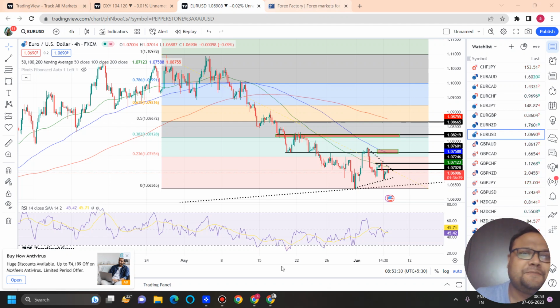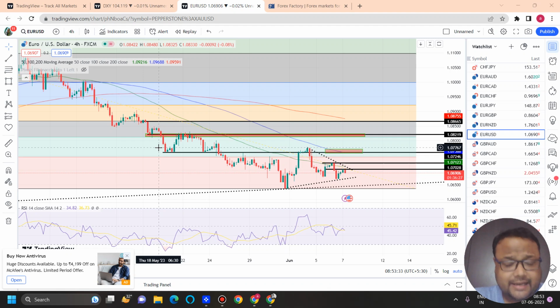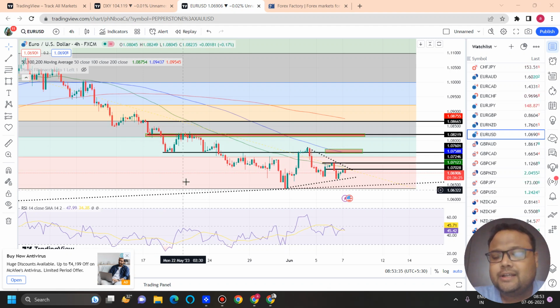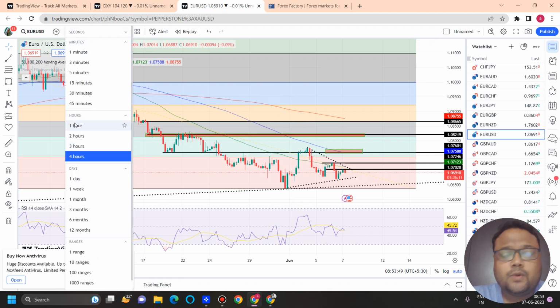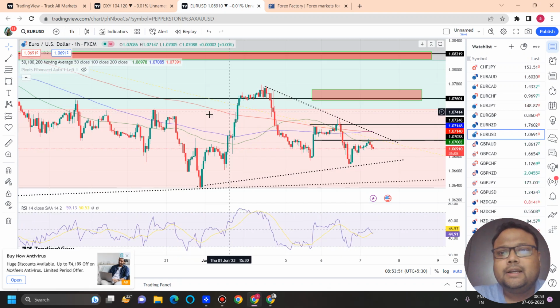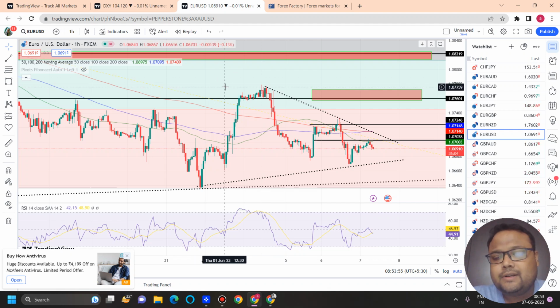So let's get started. My dear friends, as we can clearly see on the chart, there is not much activity, movement, or volatility in the market. As a result, we are witnessing some boringness since yesterday. But we can see a symmetrical triangle pattern on the 4 hour time frame as well as on the 1 hour time frame, which signifies that a breakout is coming very soon.